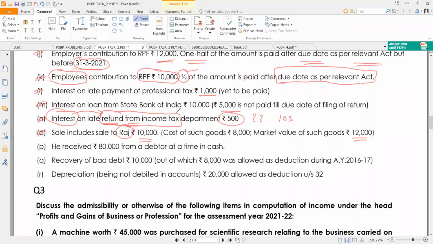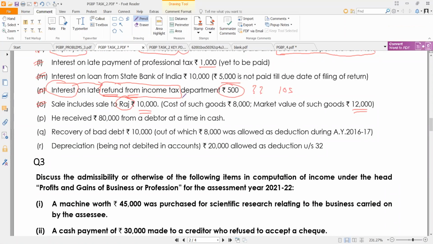So the cost of that goods is 8,000. In other words, basically it is not a sale. It is basically drawings in the form of goods normally. So ideally, for accounting purposes, the entry should have been: this 10,000 rupees is not relevant. Then 8,000 rupees is the cost of the goods. So the entry should have been drawings account debited, purchases account credited. Rather, what he has done probably is either drawings account debited, sale account credited, or Raj account debited, sale account credited, as if it is sold to somebody else. He has recorded that.